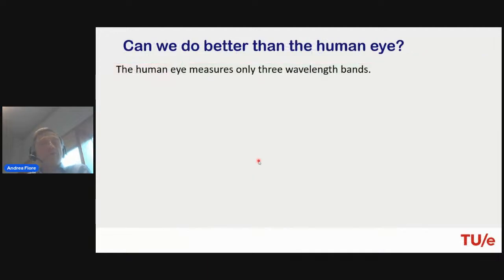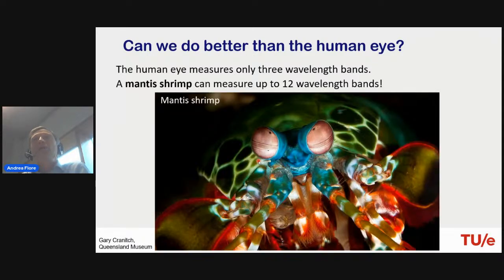Okay, now, of course, the question is, well, we have our eyes. Is that enough? Can we do better? And yes, we can. You can imagine we can do better because we measure only using 3 wavelength bands and only in the visible. And we have seen that most of the information is actually at longer wavelengths. So the first thing is, okay, is there any system in nature which is better than the human eye? And the answer is actually yes.